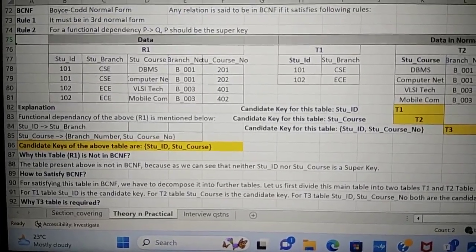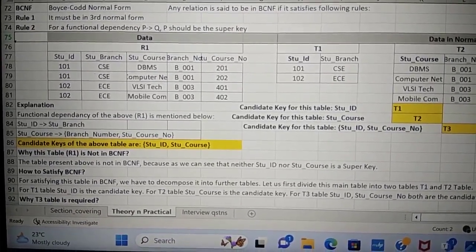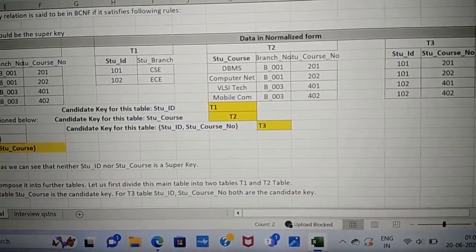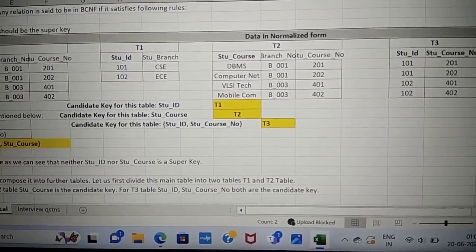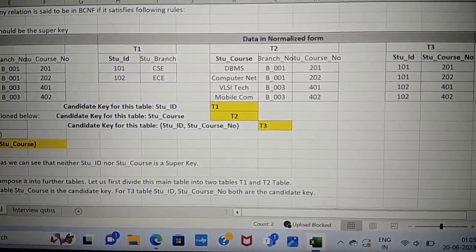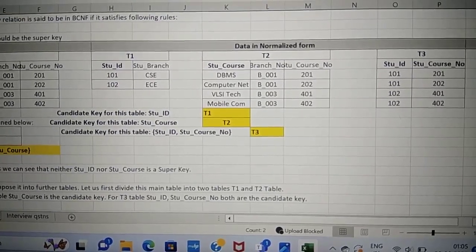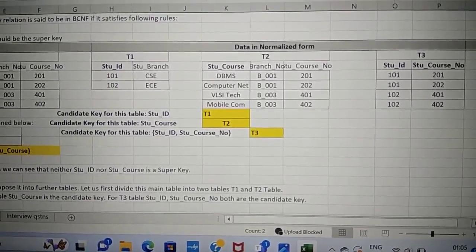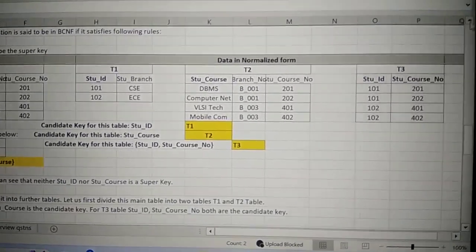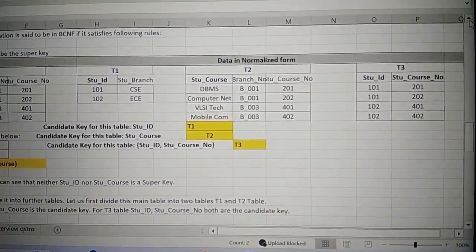Now to satisfy the BCNF rule, we have decomposed the table into T1, T2 and T3. In the T1 table, student ID is the super key because that's the candidate key which has a dependency on student branch. In the T2 table, student course is the candidate key because it has a dependency on branch number and course number. And similarly in the T3 table, student ID and student course both are the candidate key.